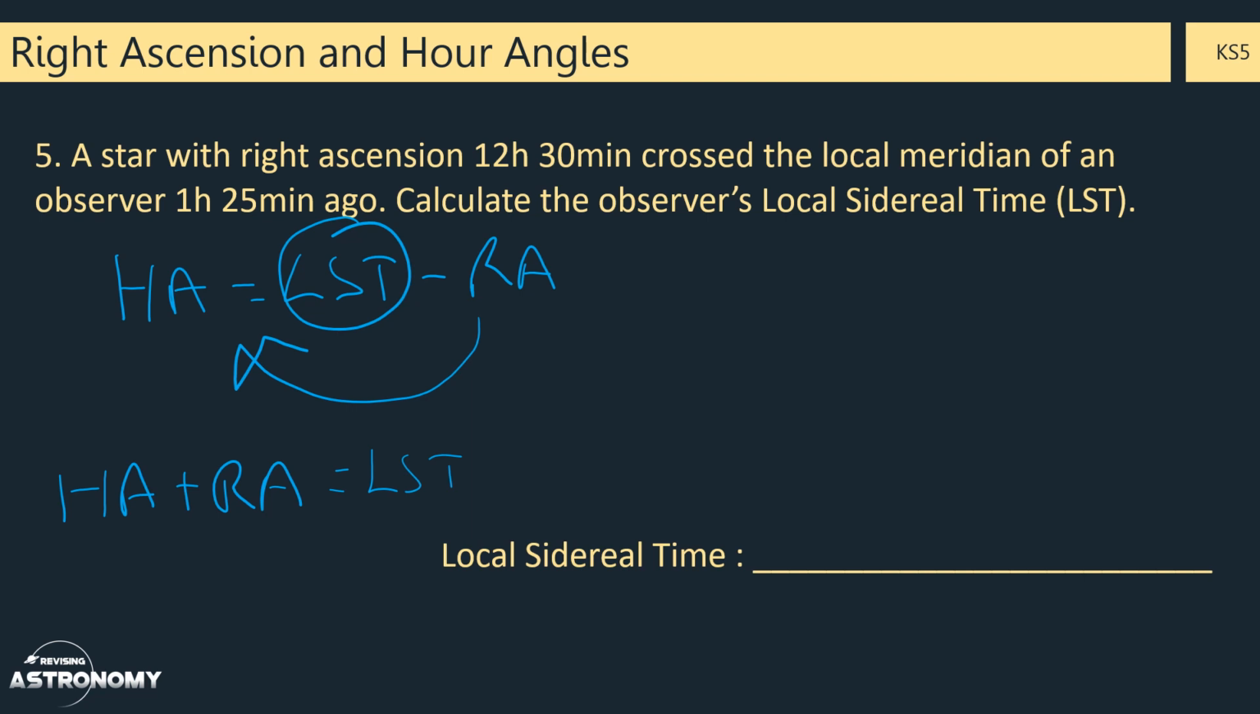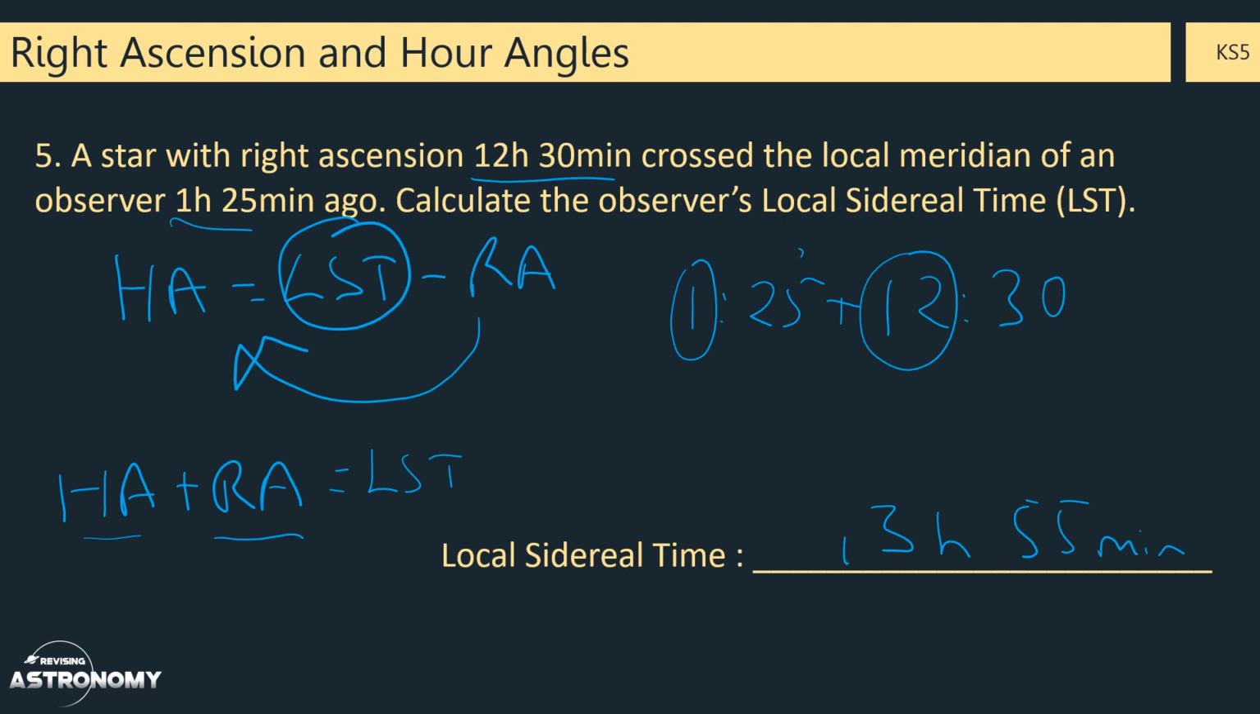So we know that the hour angle plus the right ascension equals the local sidereal time. So the hour angle is 1 hour 25. I'm going to add that to the right ascension, which is 12 hours 30. So doing that will give us 13 hours 55 minutes. 1 plus the 12 to give the 13. 25 plus the 30 gives us 55.